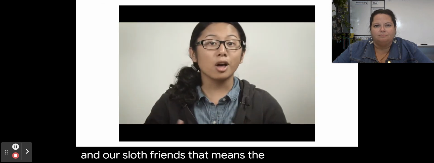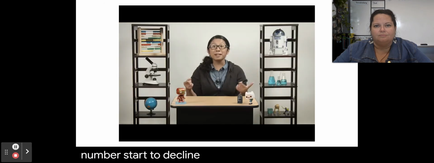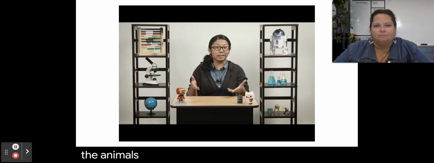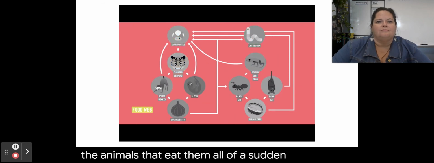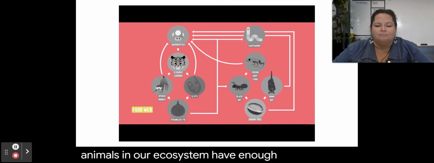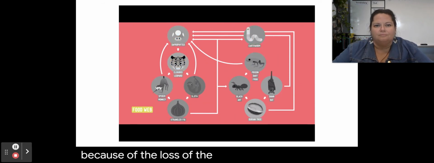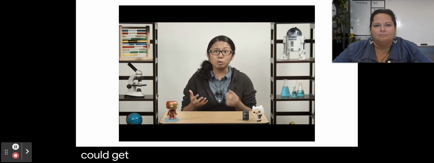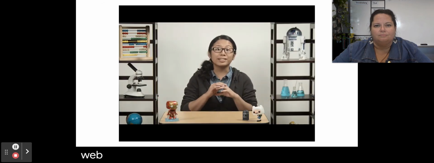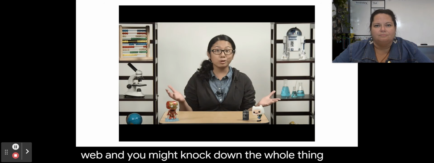That means the insect and sloth numbers start to decline, and that means less food for the animals that eat them. All of a sudden, none of the animals in our ecosystem have enough to eat, all because of the loss of one species. Do you see how this could get really bad? Remove one piece of the food web and you might knock down the whole thing. That's bad news for us, too.